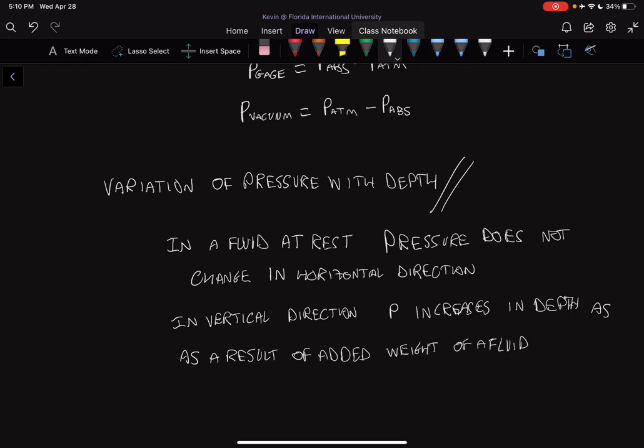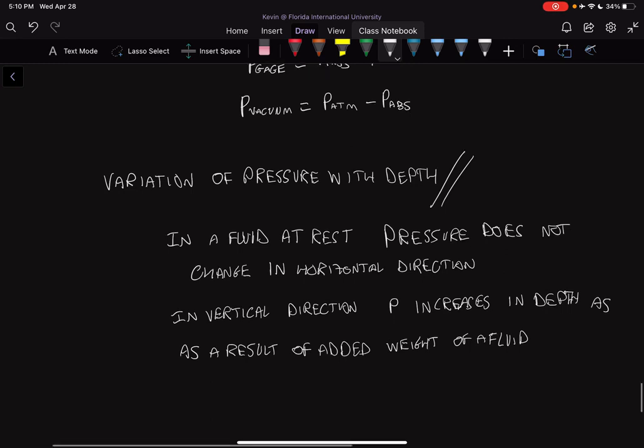So essentially, if we're looking at the pressure at a certain depth in, let's say, a fluid or a water tank, the deeper we go, the more pressure there is. And the reason is because we have more weight above the fluid at that point. So let's look at a rectangular fluid element of height z and length x and unit depth.